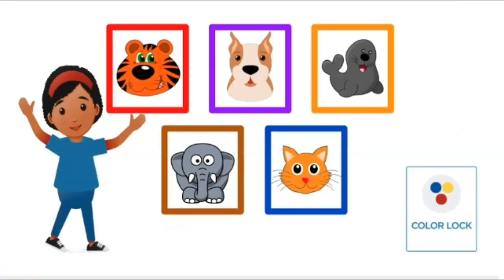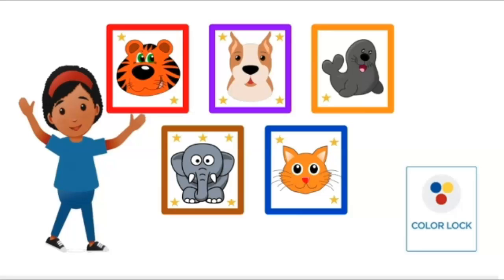Here Keela used pictures of her favorite animals for a clue, this time for the color lock. Did you notice that each picture has a frame of a different color? How will you decide in what order to put the colors? Keela loves to sing her ABCs, so she has decided to put the animals in ABC order, which makes the combination blue cat, purple dog, brown elephant, orange seal, and red tiger. Blue, purple, brown, orange, red will open the color lock.